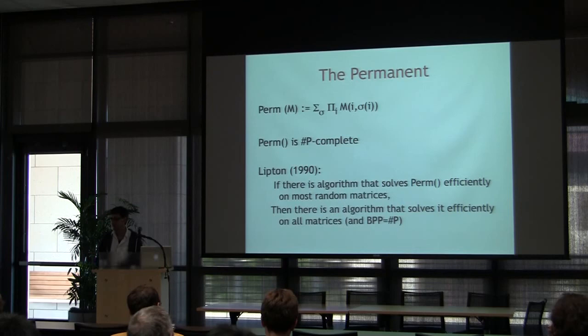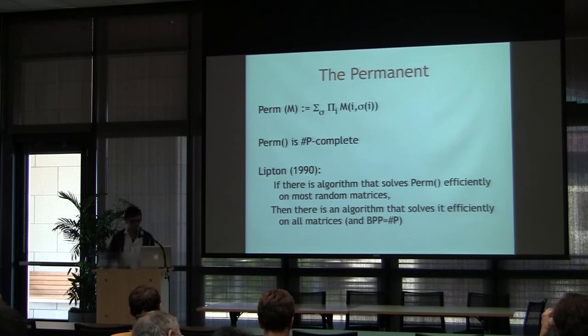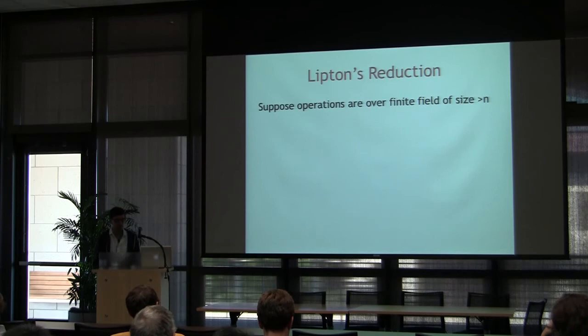So the permanent is easy to solve for an input random matrix if and only if it's easy to solve for arbitrary matrices. Or, contrapositively, if you believe that there are no worst case polynomial time algorithms for the permanent, there are also no polynomial time algorithms for the permanent that work well on average. So here was Lipton's idea. As described, it works when the calculations are done over a finite field, which is sufficiently large.